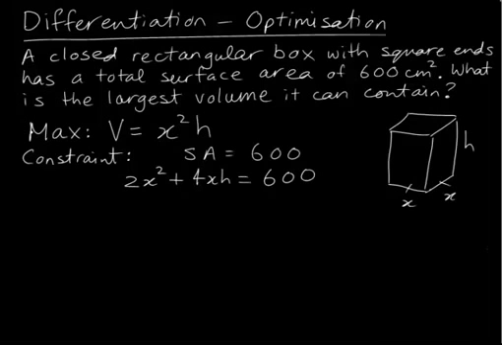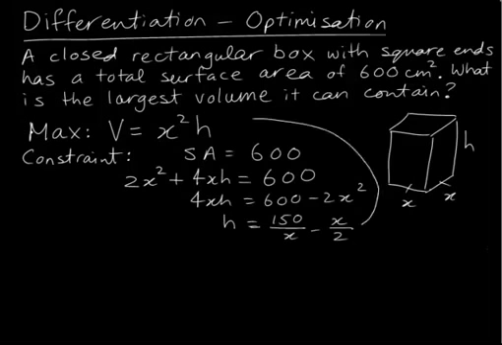Now what I'm going to do here is to rearrange this so that I get h in terms of x. So 4xh equals 600 minus 2x squared, which means that h must be equal to 150 over x, take x over 2. Now that I've got h as the subject of the equation, what I can do is to substitute it in here so that the volume will be all in terms of one variable. So if I just substitute that, I would have x squared outside of 150 over x minus x over 2.